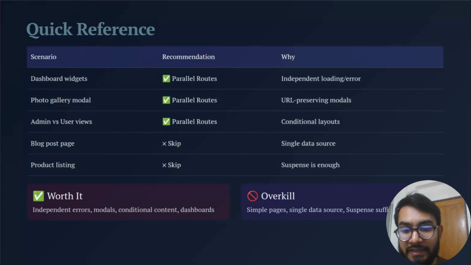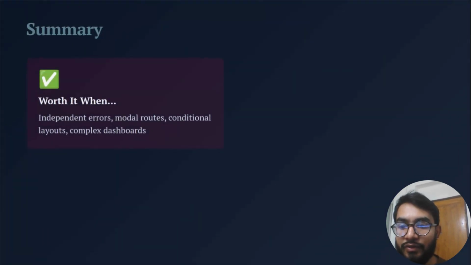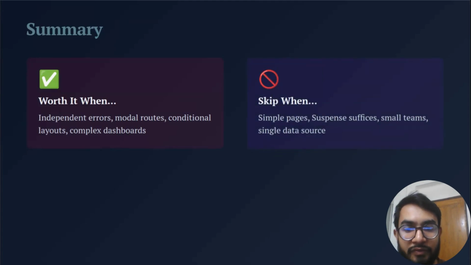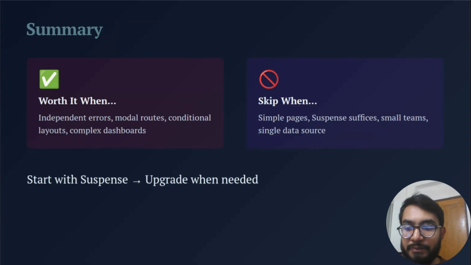You should skip it for a blog post page or product listing, those kinds of screens or pages. It's worth it if you would like to handle independent errors, modals, conditional content and dashboards. But it's overkill if it's a simple page with a single data source, where Suspense is sufficient. So here is a summary: independent routes, modal routes, conditional layouts. If it is a simple page and Suspense is sufficient, then you can just skip it.